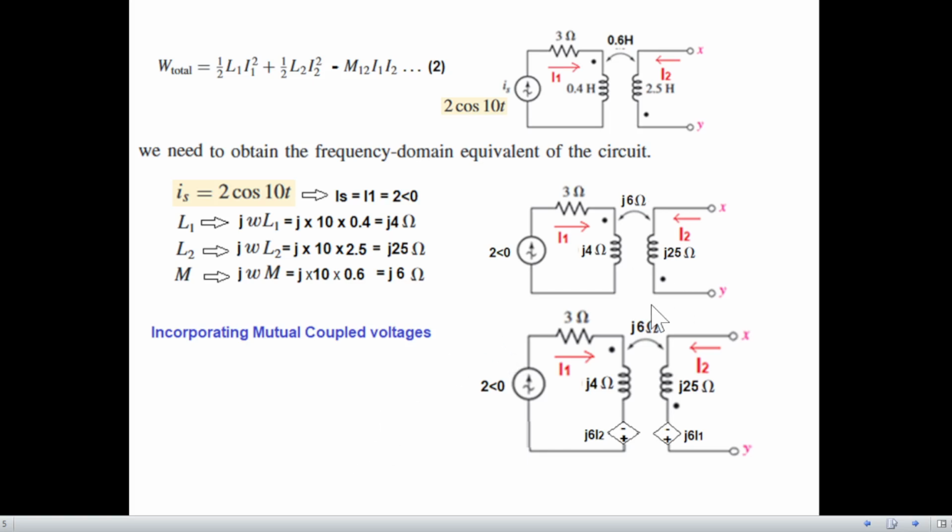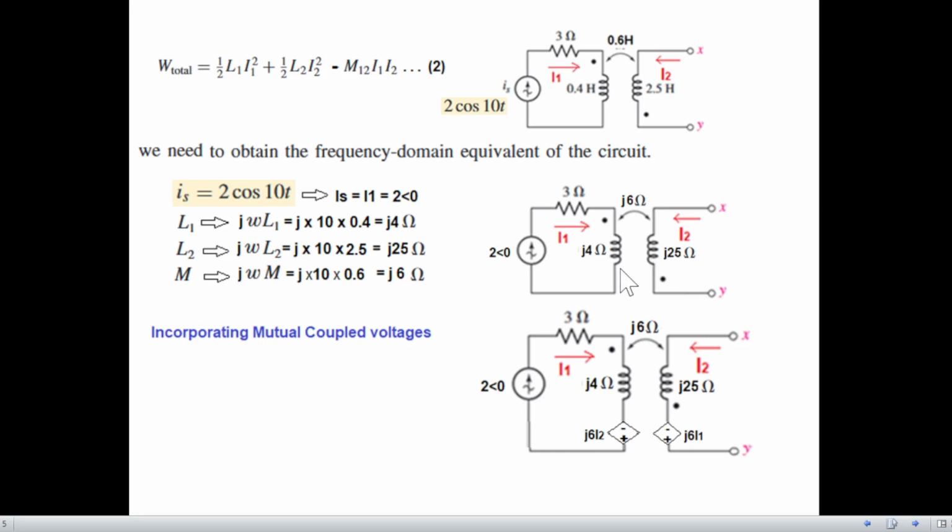But before solving, there is one very important point, and if you do that, you will be easily able to find or solve the question, and that is to incorporate mutual coupled voltage. Now this current will induce a voltage here. Similarly, this current in this coil will induce a voltage here.